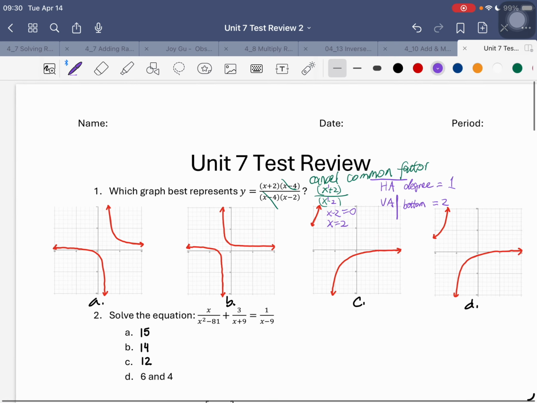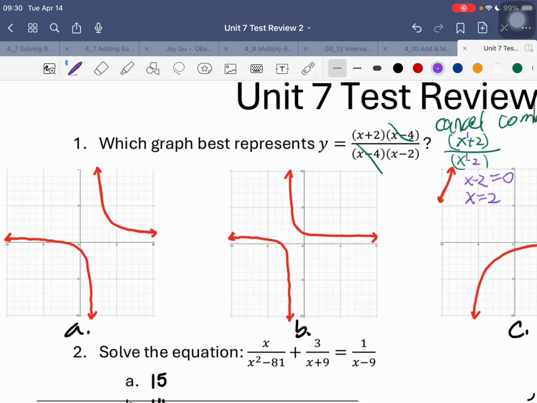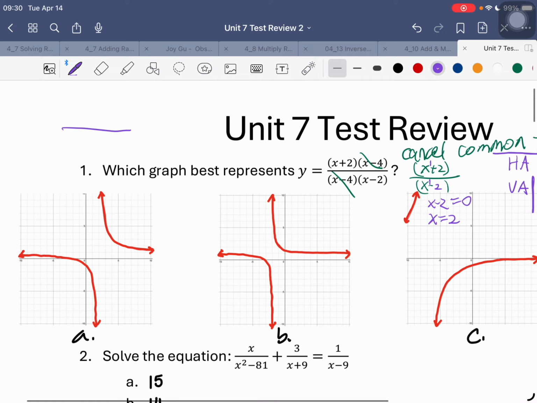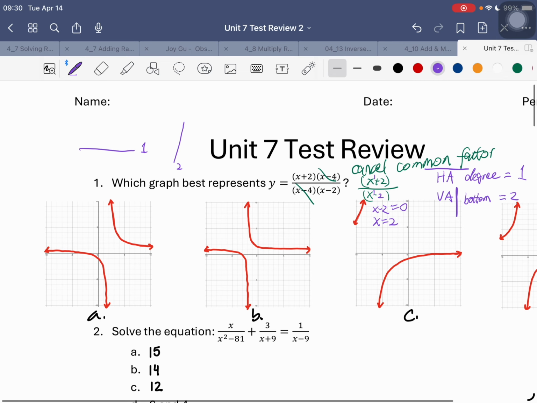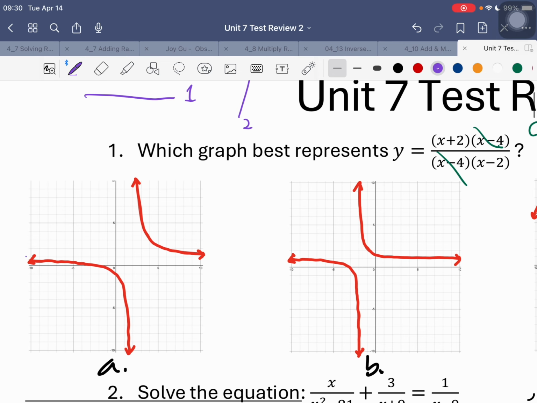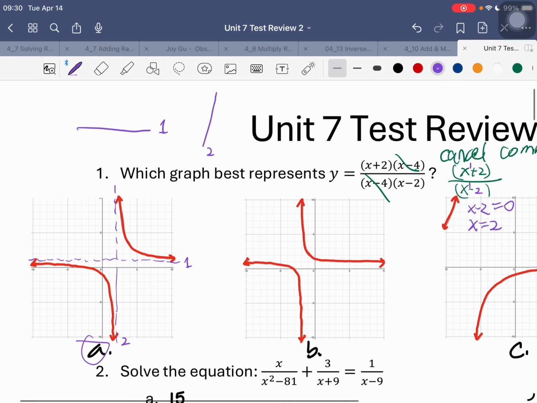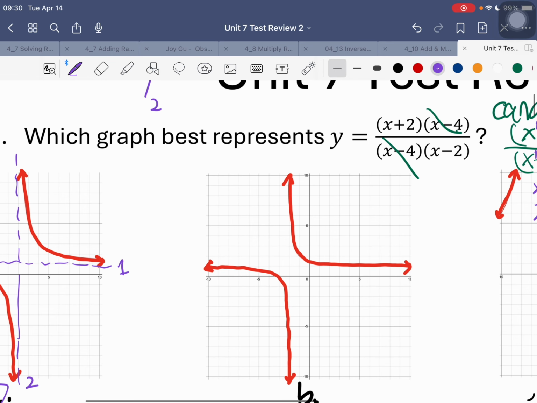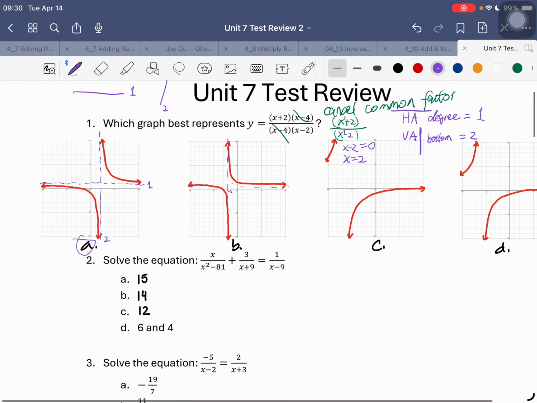Now let's look at the graphs. Graph 1, so we want horizontal line at 1, vertical line at 2. Okay, let's see, this is the horizontal line. And yeah, it is at 1. And vertical line, oh, it is at 2. And yeah, A is our answer. Let's look at B. B, the vertical line is at -2. Horizontal line at 1. No, not correct. Okay, A is the correct answer.